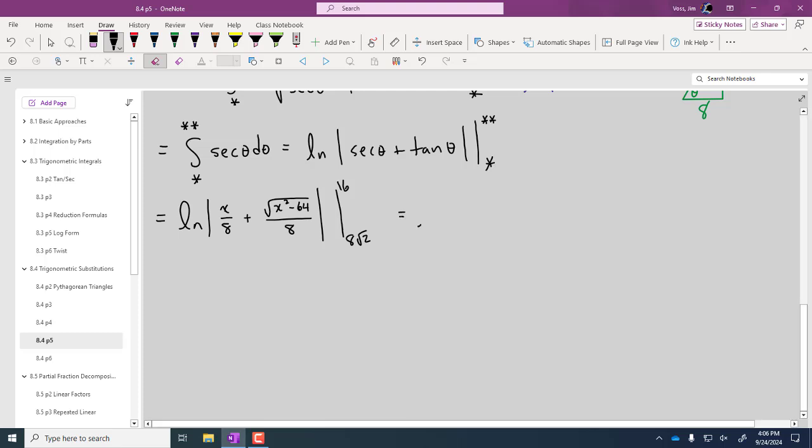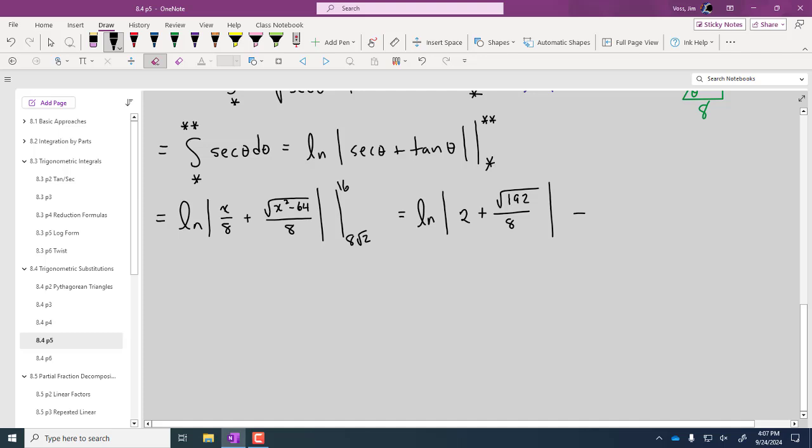So let's go ahead and plug in the 16 first. So 16 divided by 8 is 2 plus, let's see, plugging in 16 there, 16 squared is 256. 256 minus 64 is 192. And then we have to take the square root of that. We'll do that in a minute.